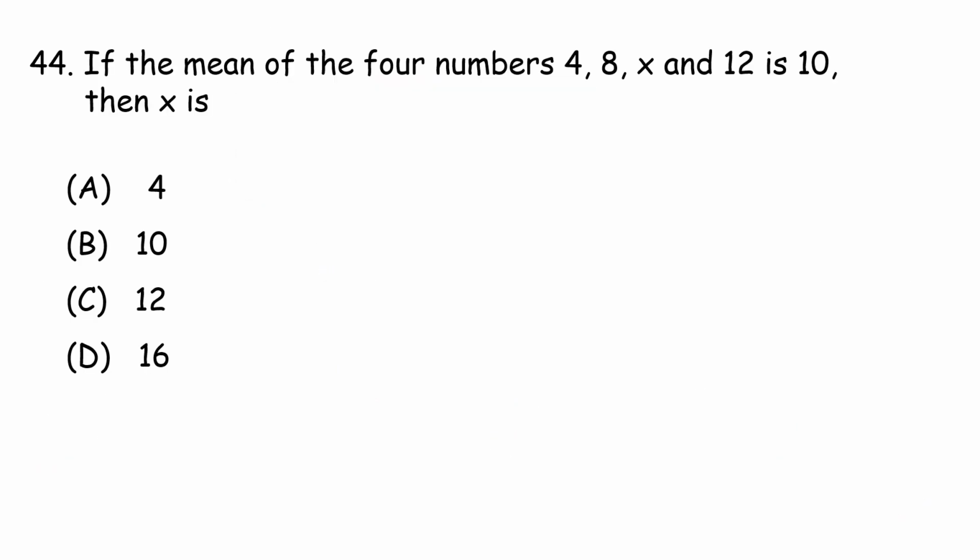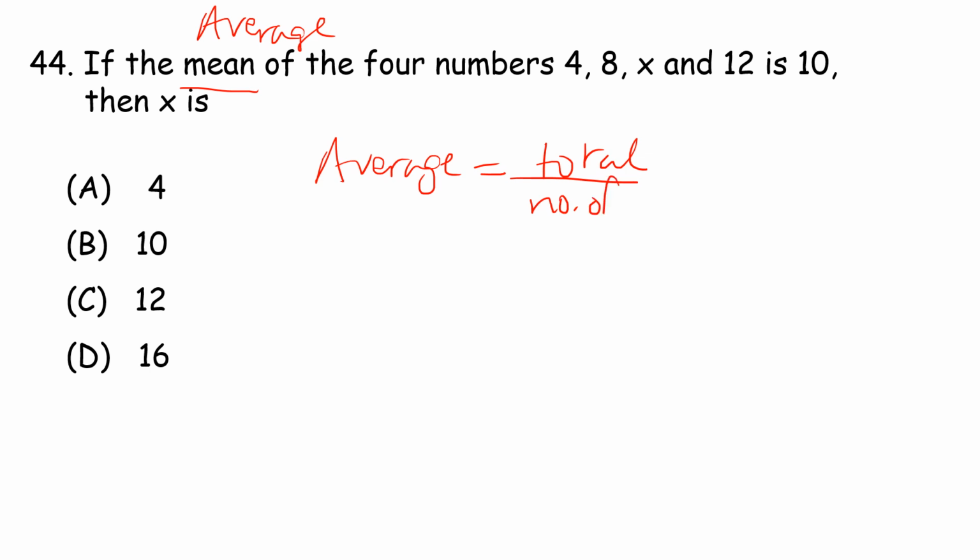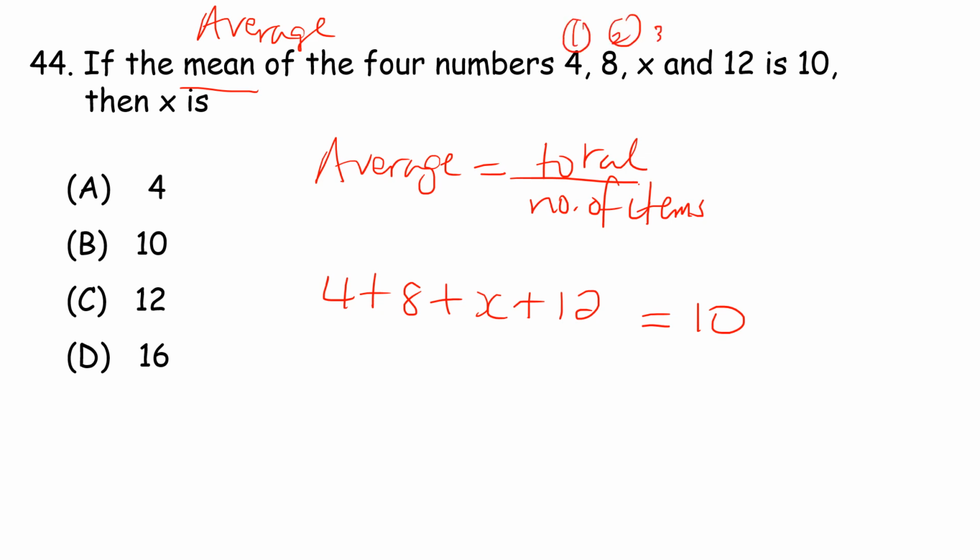Question 44. If the mean of the four numbers 4, 8, x, and 12 is 10, then x is equal to. So another word for mean is average. The average is worked out by the total over the number of items. Here we know the average is 10, but we're going to add 8 plus 4 plus x plus 12, and that equals 10. And this is 1, 2, 3, 4 numbers.